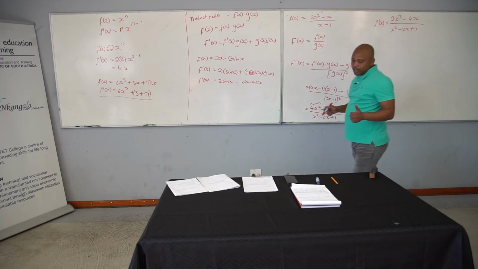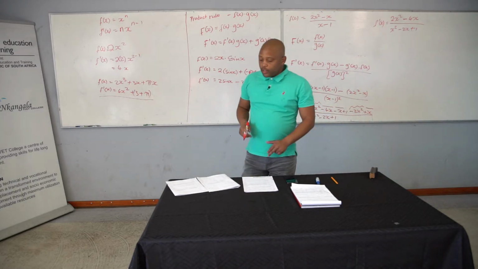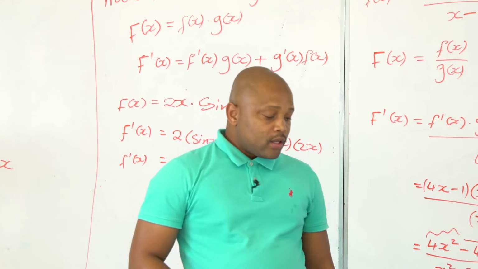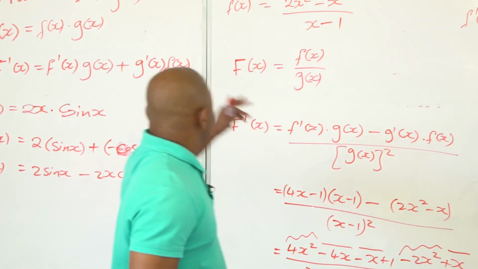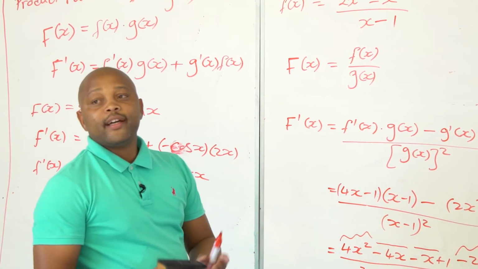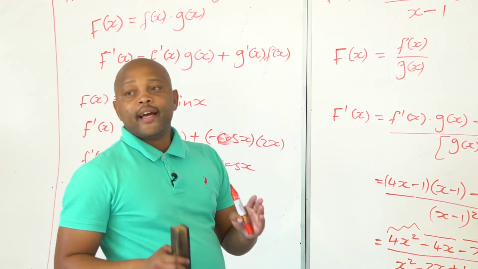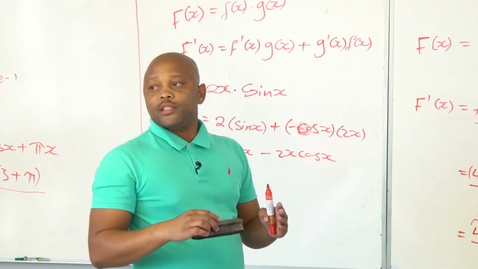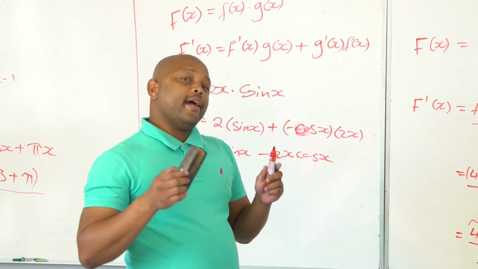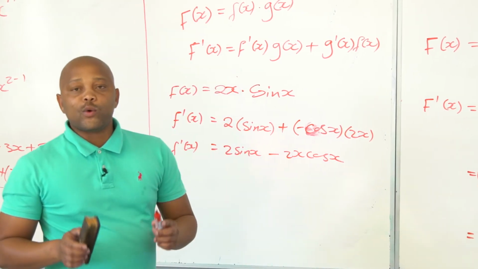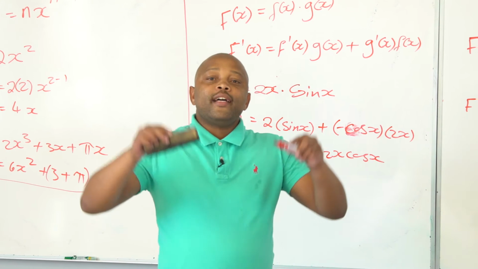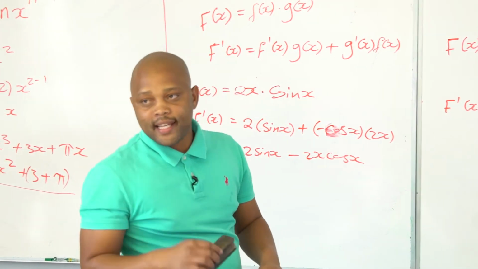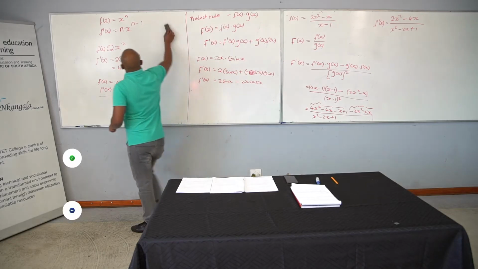So now we know how to use the product rule and the quotient rule. We need to look at the chain rule. We saw that the product rule is when you multiply two functions, and the quotient rule is when you divide a function by another function. Now, a chain rule is when you have a function inside a function, a function that is composed of another function inside it. Okay, sharp.